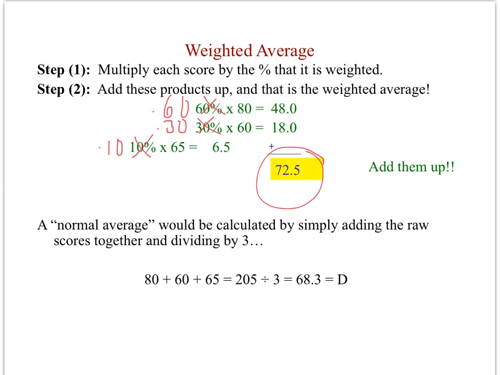That is an example of a weighted average. A normal average would be just taking those 3 percentages, adding them up, and dividing by the amount that you added up, which in this case is 3. And you can see that there is a significant difference here.